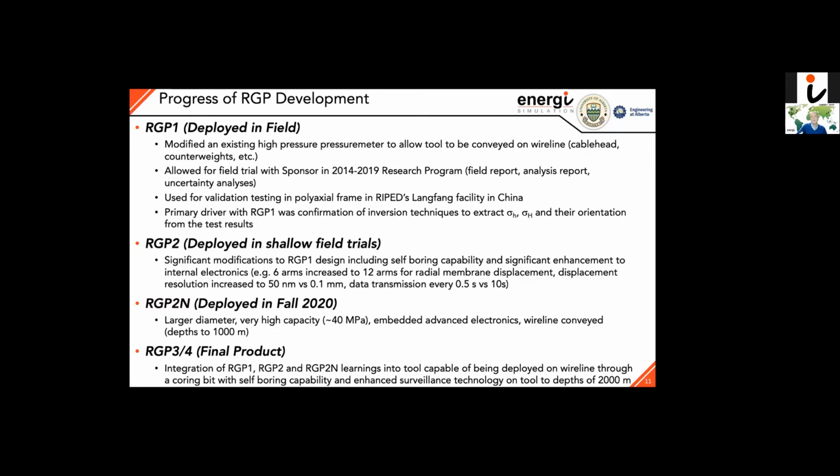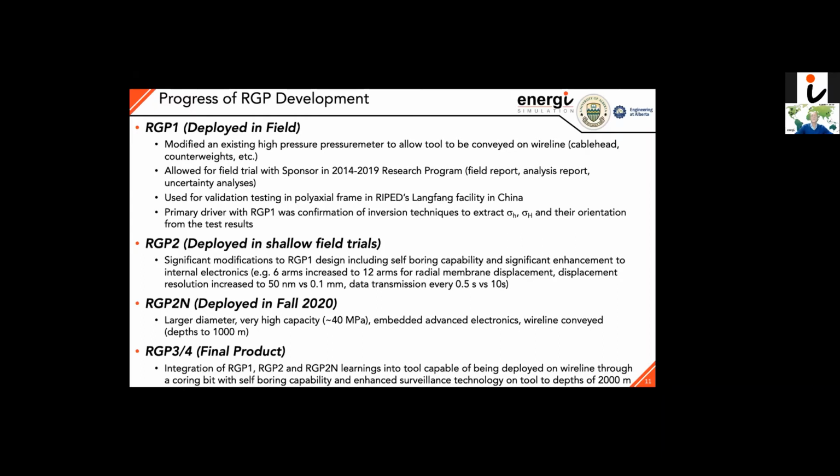It took a standard modified high pressure pressuremeter, converted it to wireline, ran an extensive field trial in the first research program from 2014 to 2019, and did some very exciting validation testing in a polyaxial frame in Longfang's facility in China with one of the sponsors, PetroChina and RIPED. We think that it confirmed this ability to take field data, the pressuremeter data, and the inversion techniques and actually make these calculations for minimum and maximum stress and orientation.